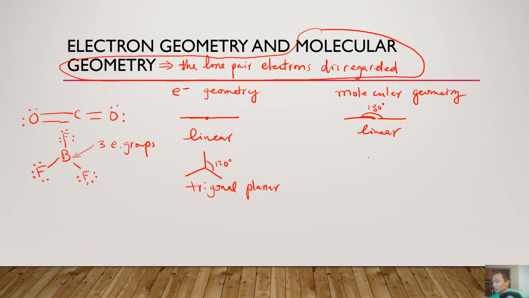So the molecular geometry is exactly the same because there are no lone pair electrons on the center boron atom. This is also called a trigonal planar. Let's look at another shape. For example, sulfur dioxide.